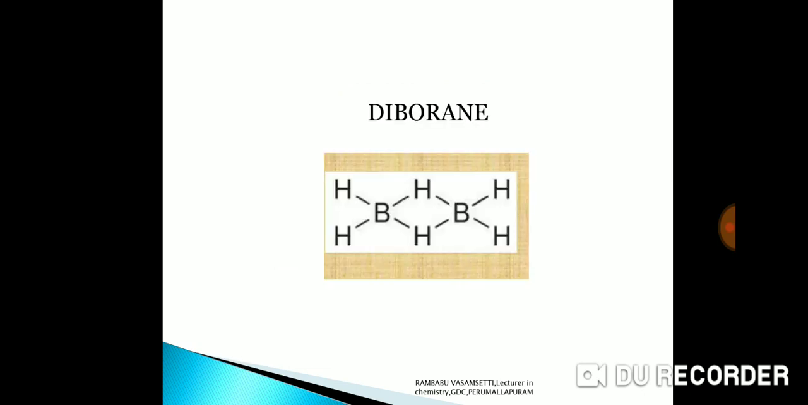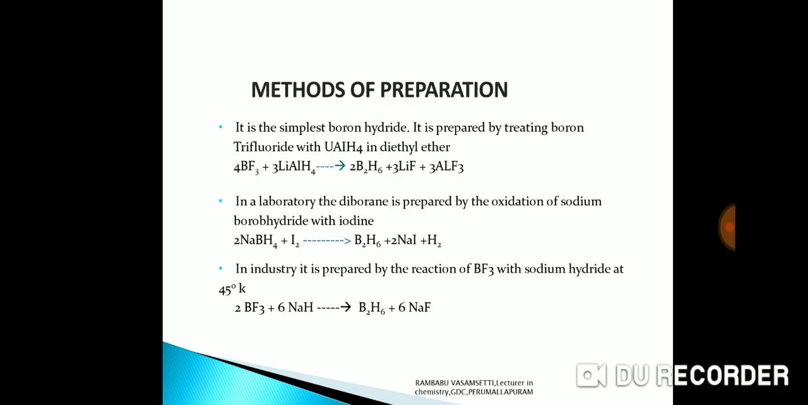So this is the structure of diborane, that is B2H6. Before going to the establishment of the diborane structure, we can prepare the diborane by the following methods. First of all, it is the simplest boron hydride. It is prepared from boron trifluoride by reaction with LiAlH4 in diethyl ether. That is, the lithium aluminium hydride reduces the boron trifluoride. It will give the diborane.